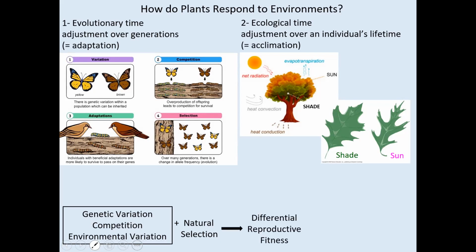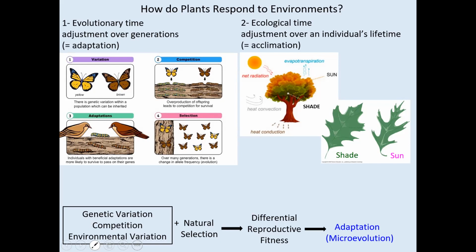But when that happens, that leads to this thing called differential reproductive fitness, which again is some individuals surviving and reproducing and passing the genes that help them do that along to offspring, and other individuals that didn't have the right genes are the ones that die, and those genes don't get passed along to the next generation. That's what causes adaptation, or in other words, microevolution. That is the big picture in terms of long-term adjustments.